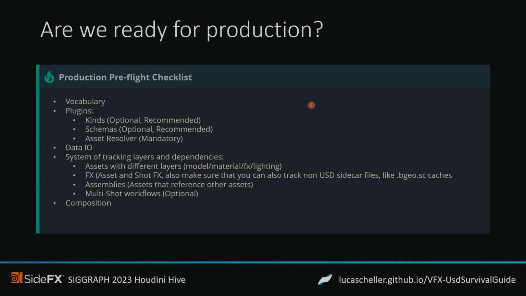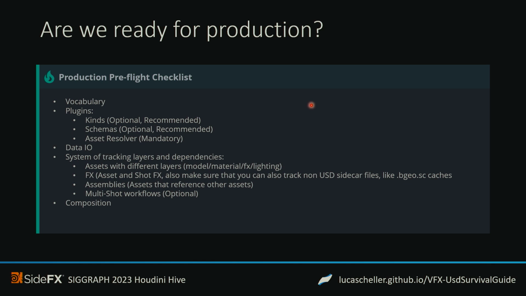So again, kind of a pre-flight checklist, what you should do before USD. For the developer side, I would say teach your developers the vocabulary, so you have to speak the same language. So the language barrier isn't there. Plugin-wise, kinds and schemas, it's just JSON files. It's doable. Asset resolver kind of got you covered there. What you should really nail down, I would say, what we learned afterwards, is data I/O, which we'll really focus on in the next few minutes.